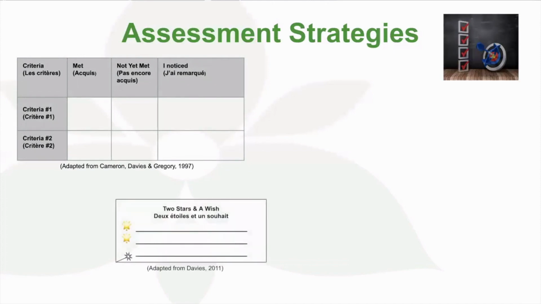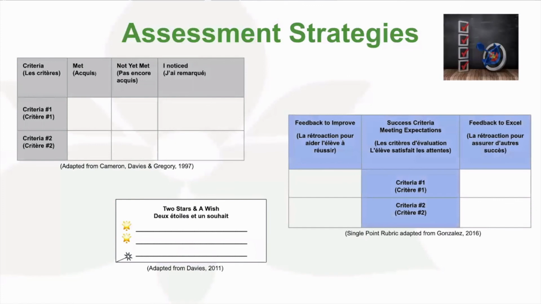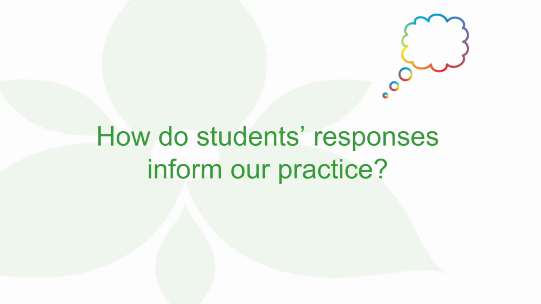2 stars and a wish highlights 2 successes and 1 next step for individuals or groups of students. The single point rubric gives students written feedback and next steps related to each success criteria. And EduGains provides models of descriptive feedback that educators can access online. At this time, you may wish to pause the video to consider this question.